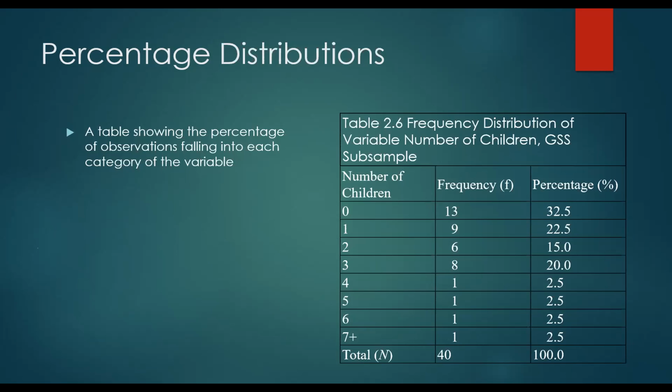So again, I can say 13 out of 40 families had no children, but it's a little bit more meaningful, especially when you're communicating data, to say 32.5% of families had no children. Does that kind of make sense, the way to, again, communicate that? Hopefully that's adding up. Works for me.